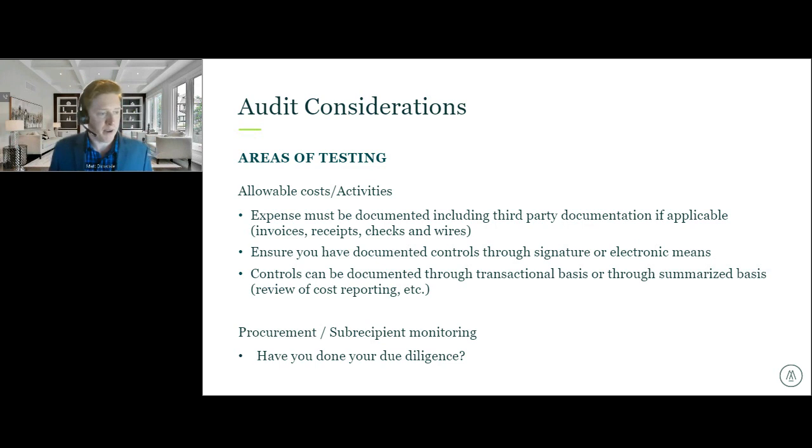Procurement and subrecipient monitoring are areas where a lot of due diligence is required. The federal government, for example, in procurement requires you to look at the cost, and if it's over a certain threshold, you may need to get quotes. You may need to do bidding. So documentation of those processes is important.